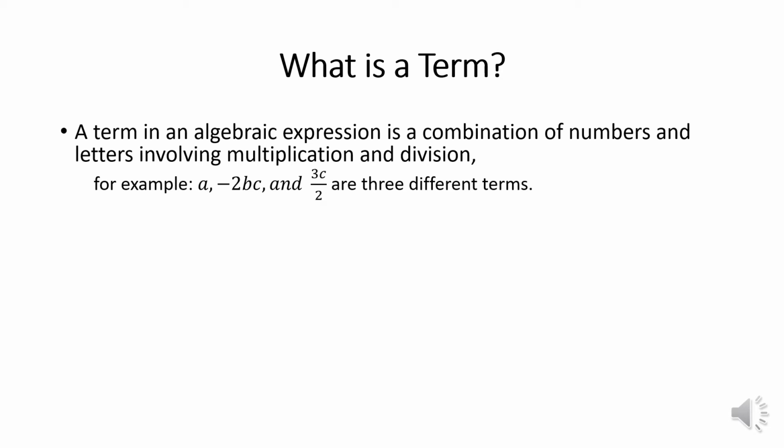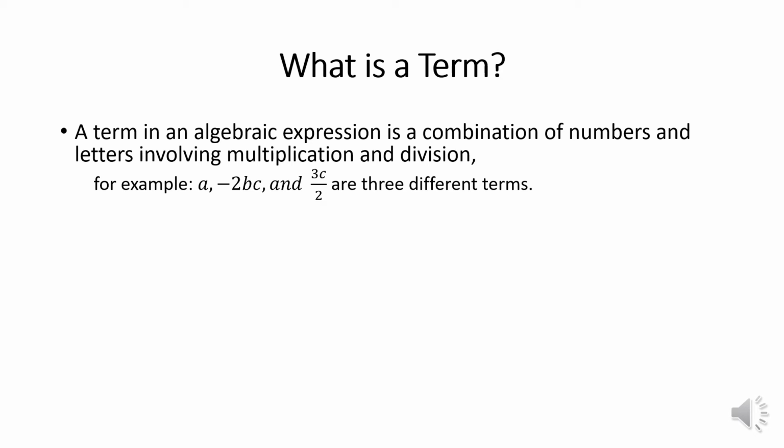A term in an algebraic expression is separated from others by a plus or a minus. And here we've got -2b. -2b can be a term, and you can see that the relationship between the -2, the b, and the c is multiplication. So all of them in all make up a term. And then we've got 3c all over 2.